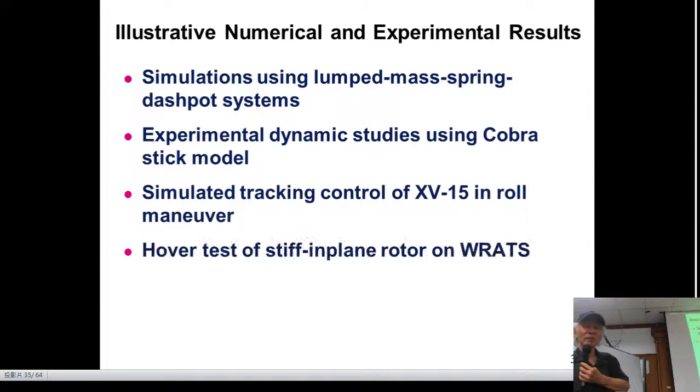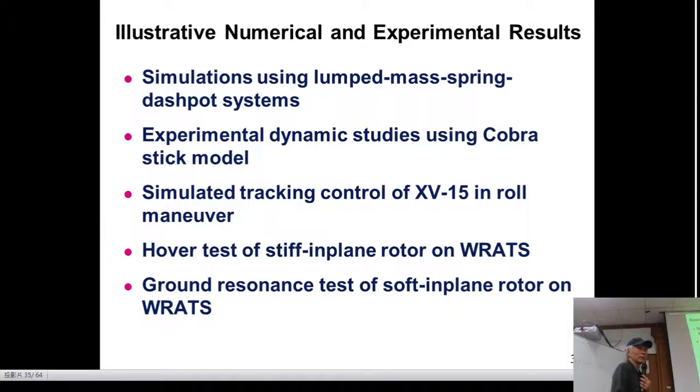Let us look at the following example. In the following example, we have what we call a lumped mass spring damper system, like your TMD, and we show you the simulations. Then we also have experimental data using the Cobra stick model. Cobra, you know the Cobra, right? Helicopters. The Cobra, yeah. That's the model, and we can use the Cobra model in the experiments.